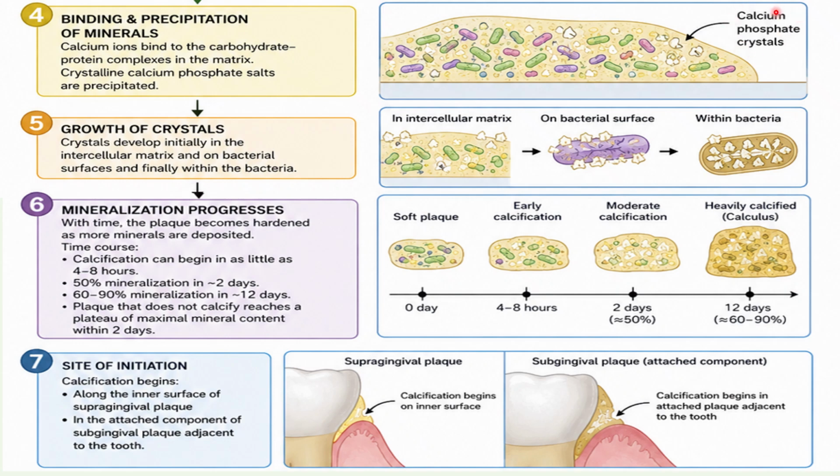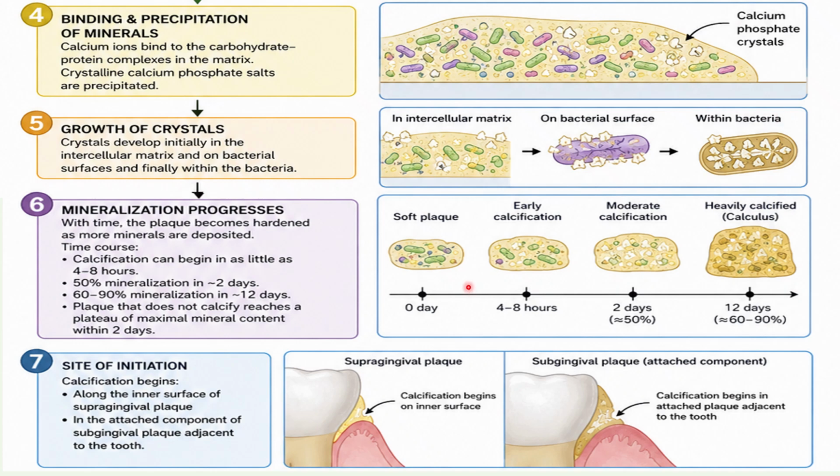The next step is growth of crystals. Initially the crystal growth occurs in the intercellular matrix, and later crystals develop on the surface of the bacteria and eventually inside the bacterial cells. As more crystals accumulate, the plaque becomes increasingly mineralized.